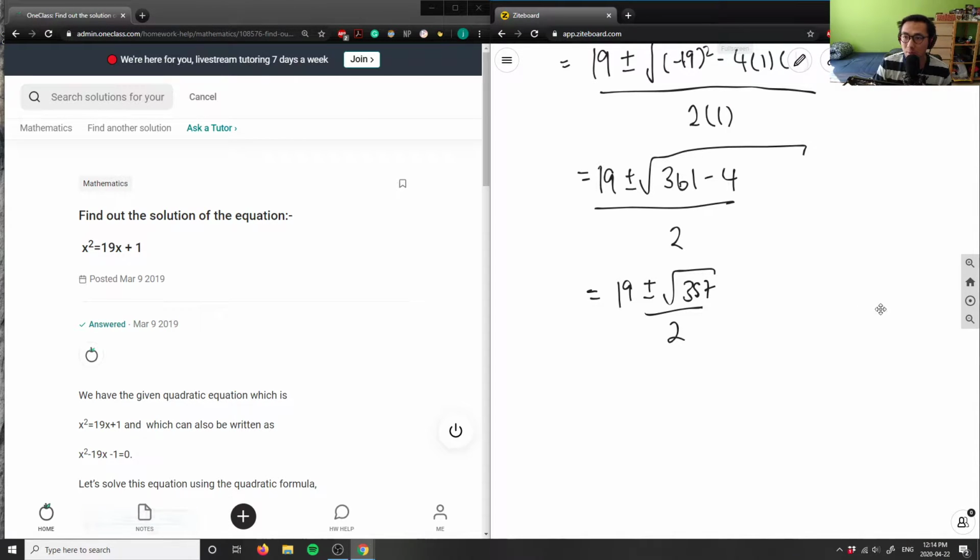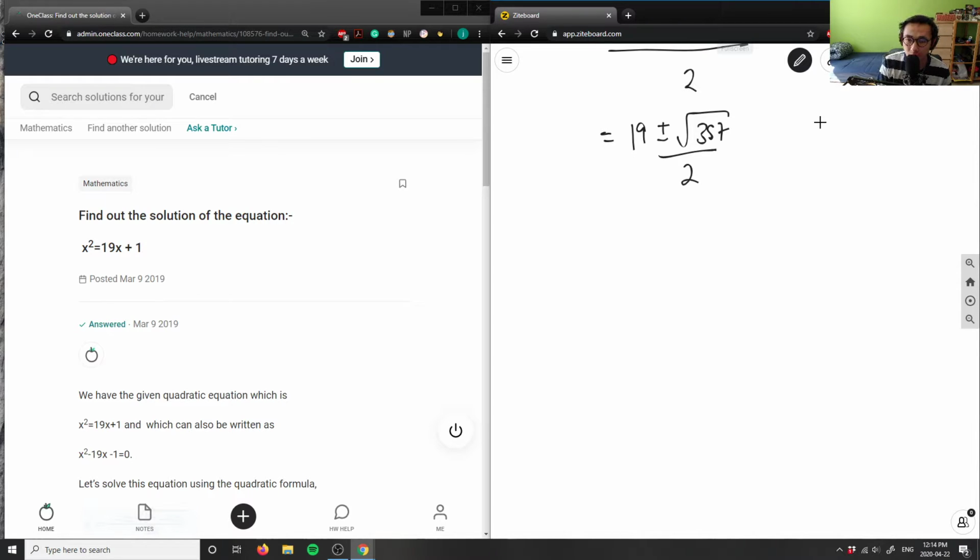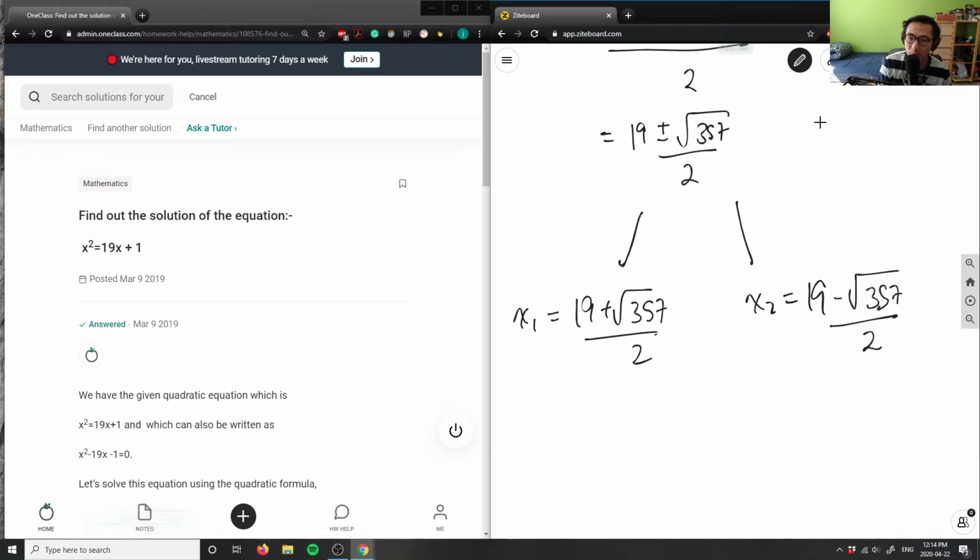And now we can split up this x into 2 parts, right? We have x1, which would equal 19 plus the square root of 357 over 2, and then x2 would equal 19 minus the square root of 357 over 2. So let me solve for x1 first. This would be 19 plus the square root of 357 over 2, which will give us an approximate value of 18.95, is what I got here.